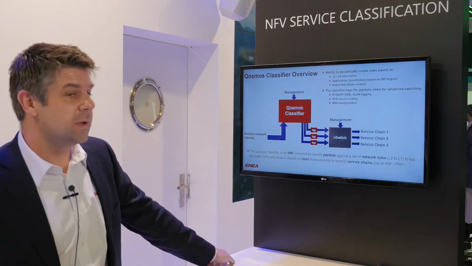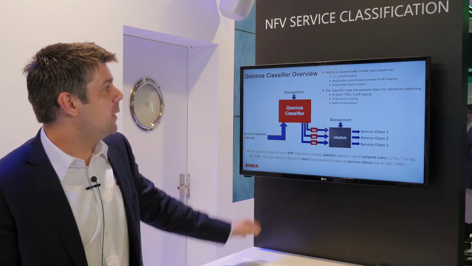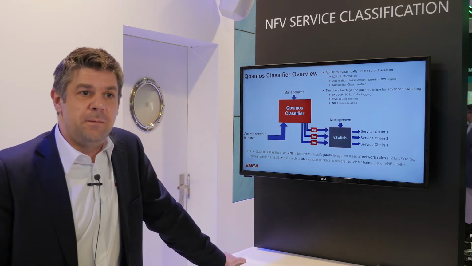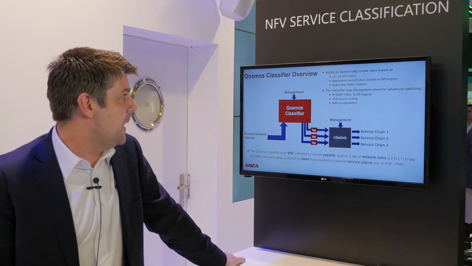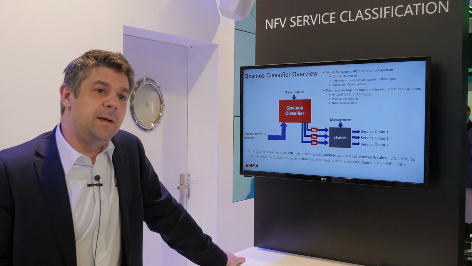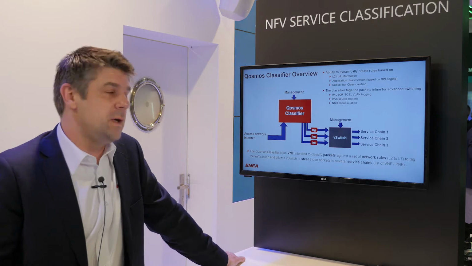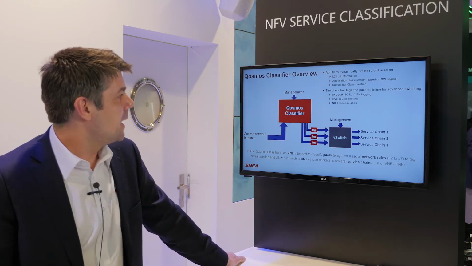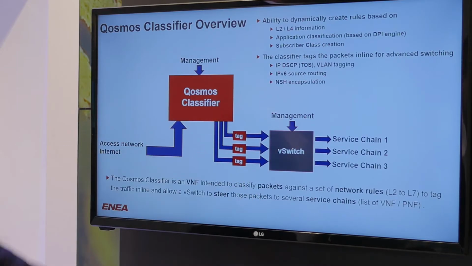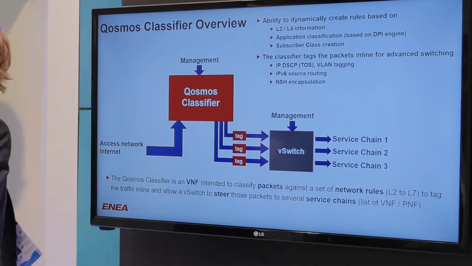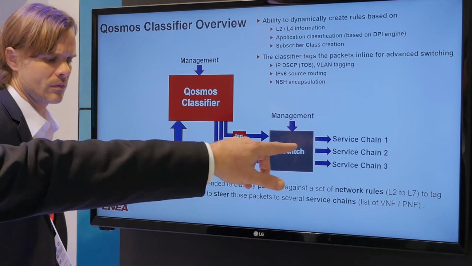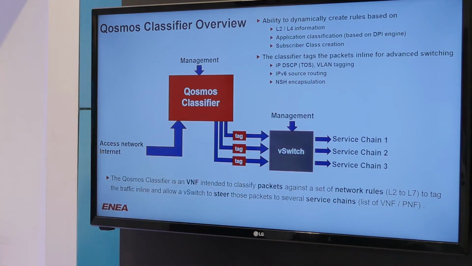Regarding the output, the classifier is tagging the packet. So it could be using the DSCP field of the IP packet, the TOS field. We can use IPv6 source routing also, or NSH encapsulation to provide more information about the packet details. Then this tag can be used by the service function forwarder, typically a vSwitch, that can apply a different policy and typically send the traffic to different service chains depending on what traffic it is.